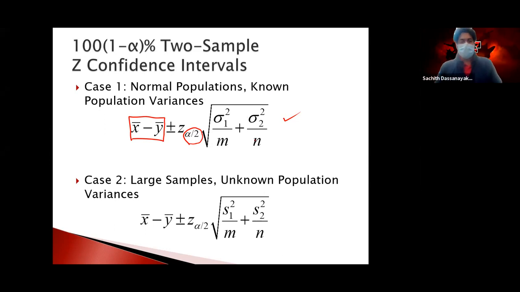That's it. So for large sample cases it remains the same, but the difference is we have to replace sigma by the sample standard deviation S. There are two standard deviations, based on those two samples, so replace them. But remember this one, Z alpha over 2, so that you can find the confidence interval for 100 times 1 minus alpha percent.